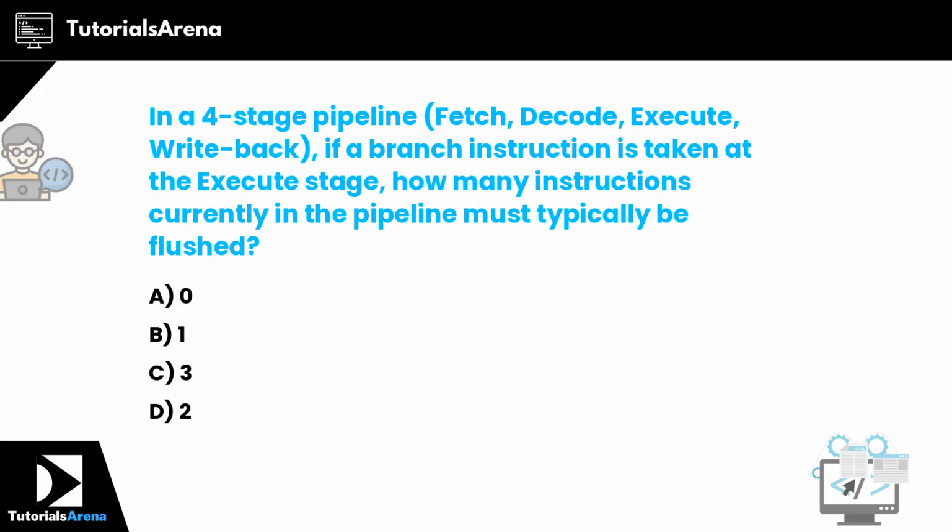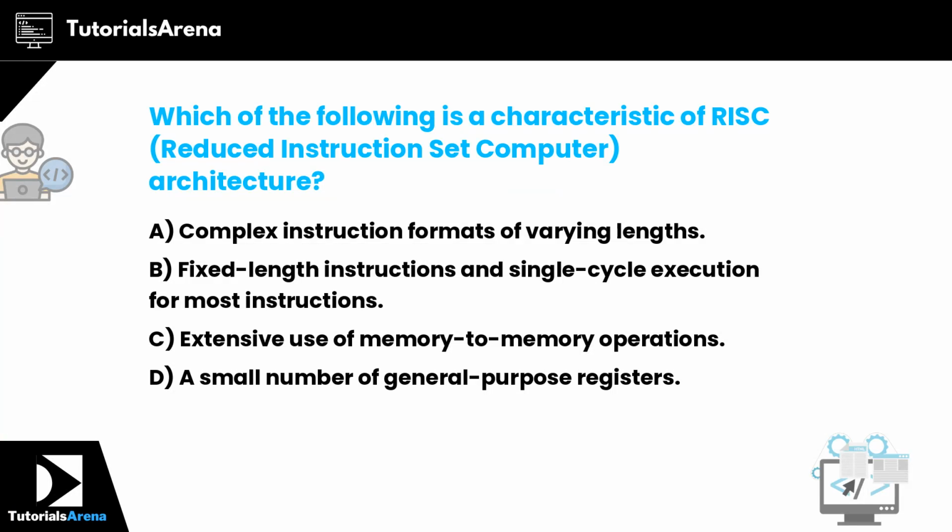In a four-stage pipeline, fetch, decode, execute, write back, if a branch instruction is taken at the execute stage, how many instructions currently in the pipeline must typically be flushed? The correct answer is option D, 2. Which of the following is a characteristic of RISC, reduced instruction set computer, architecture? The correct answer is option B, fixed-length instructions and single-cycle execution for most instructions.